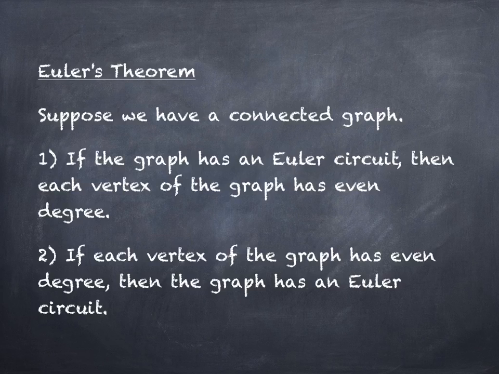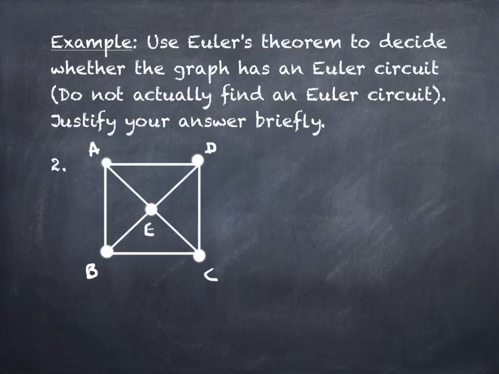All right, we're going to take a look at an example. We have example 2, and the directions say the following. Use Euler's theorem, the thing you just wrote down with the two different directions of the argument, to decide whether the graph has an Euler circuit. Notice what it says in parentheses: you don't need to find the circuit. So don't do more than you're asked to do in the problem. Some of you are really good at that too. I know I am as well. So be careful you're actually doing what the directions tell you to do. And then it says to justify your answer briefly.